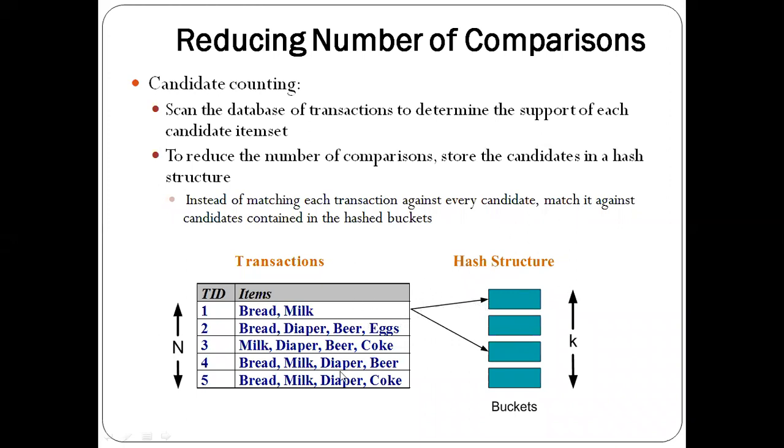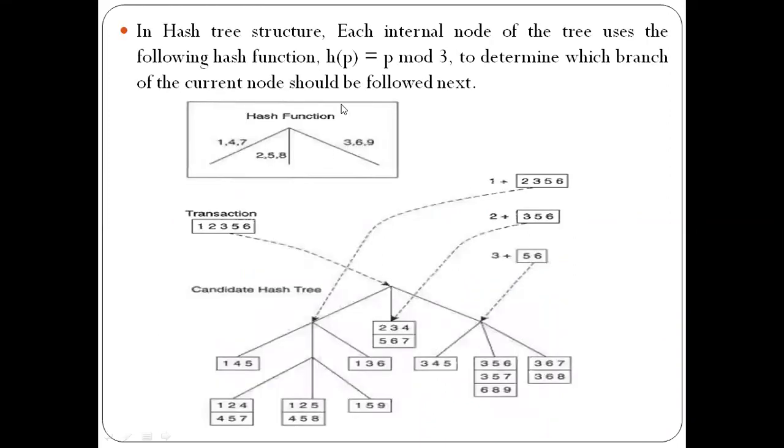So like this, we will be reducing the number of comparisons in the case of the hash tree approach. Now coming to an example, that is how we can use this hash tree in order to find the support count of the candidate. The hash function that we have used is h(p) = p mod 3. This is the hash function that we have used here to perform the hashing.